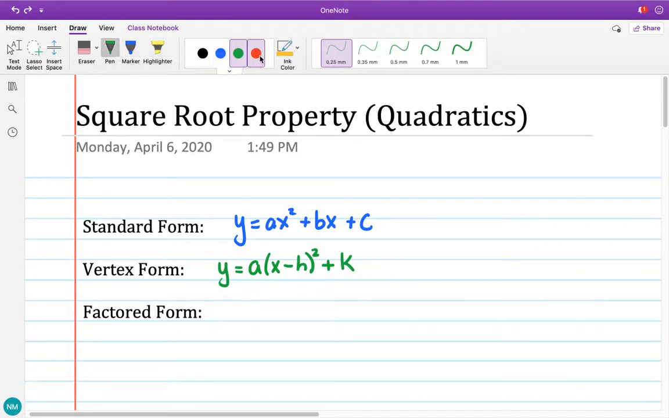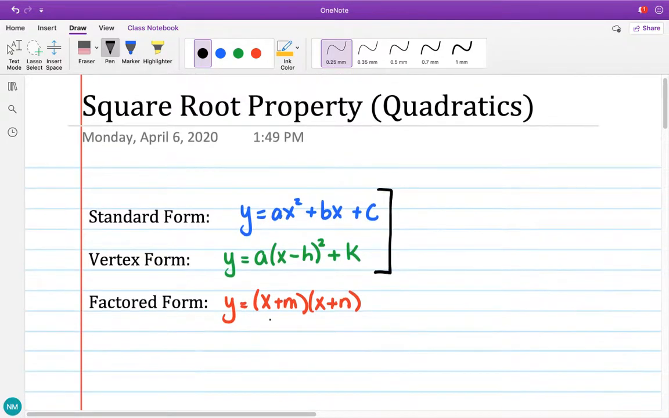And then we have factored form, which is y equals (x plus m)(x plus n), which is what we've done in the past when we do the t-chart and we solve. That's factored form. It's already factored for you. So these are the three different forms of a parabola, and we're going to be talking about solving when we have them in standard form, but special types of it, or in vertex form.